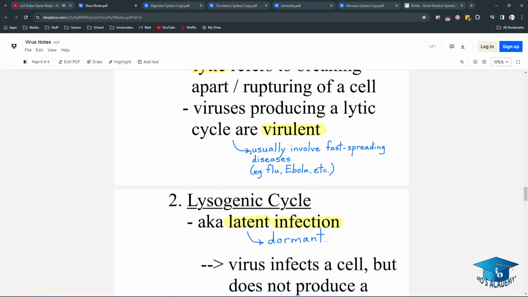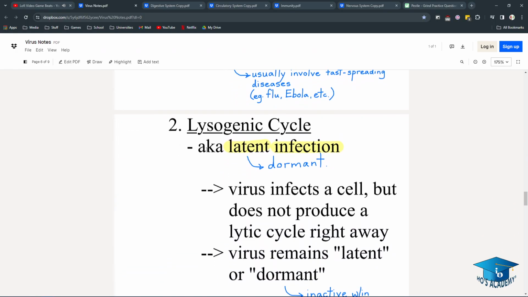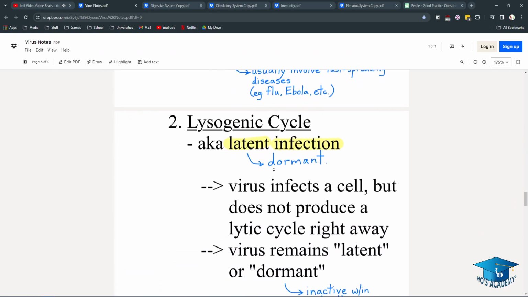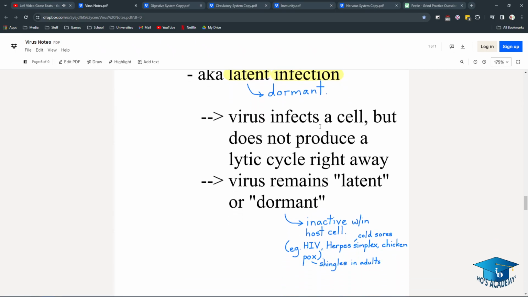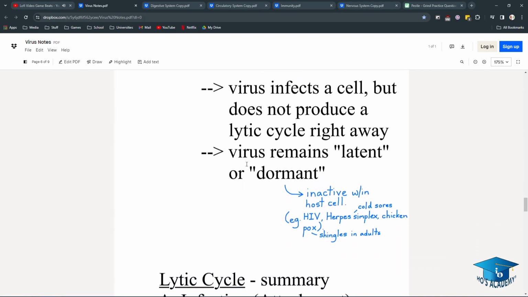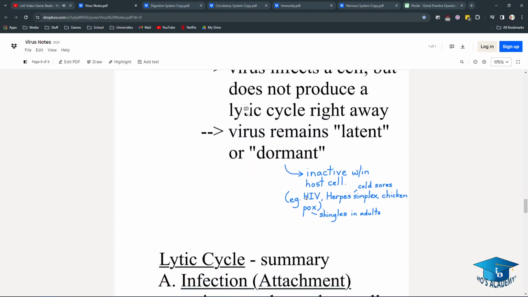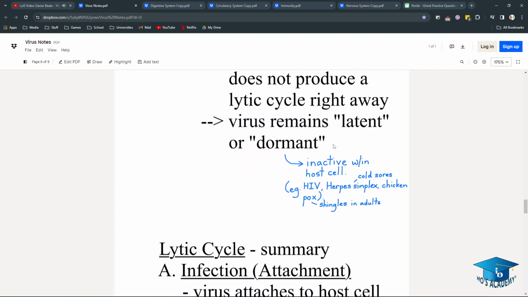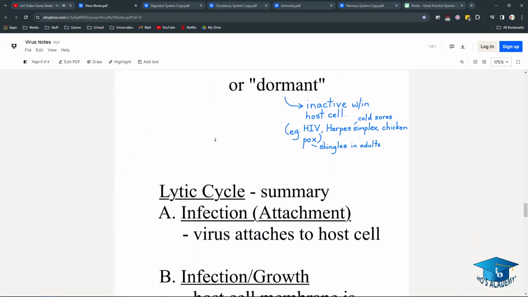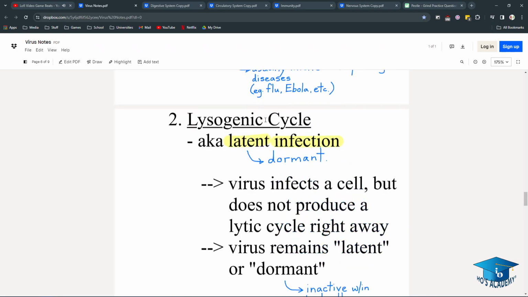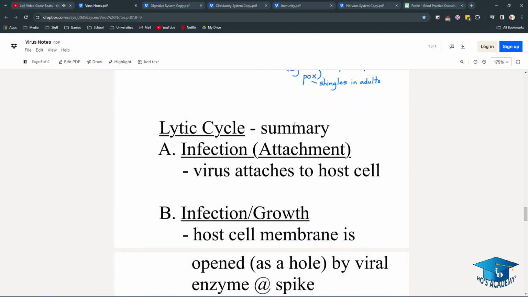And then the lysogenic cycle, also known as the latent infection or dormant. A virus infects a cell but does not produce a lytic cycle right away. The virus remains latent or dormant. That means it remains inactive within the cell until some kind of stress or some kind of activation condition is met, and the cell actually suddenly displays signs of this cycle.